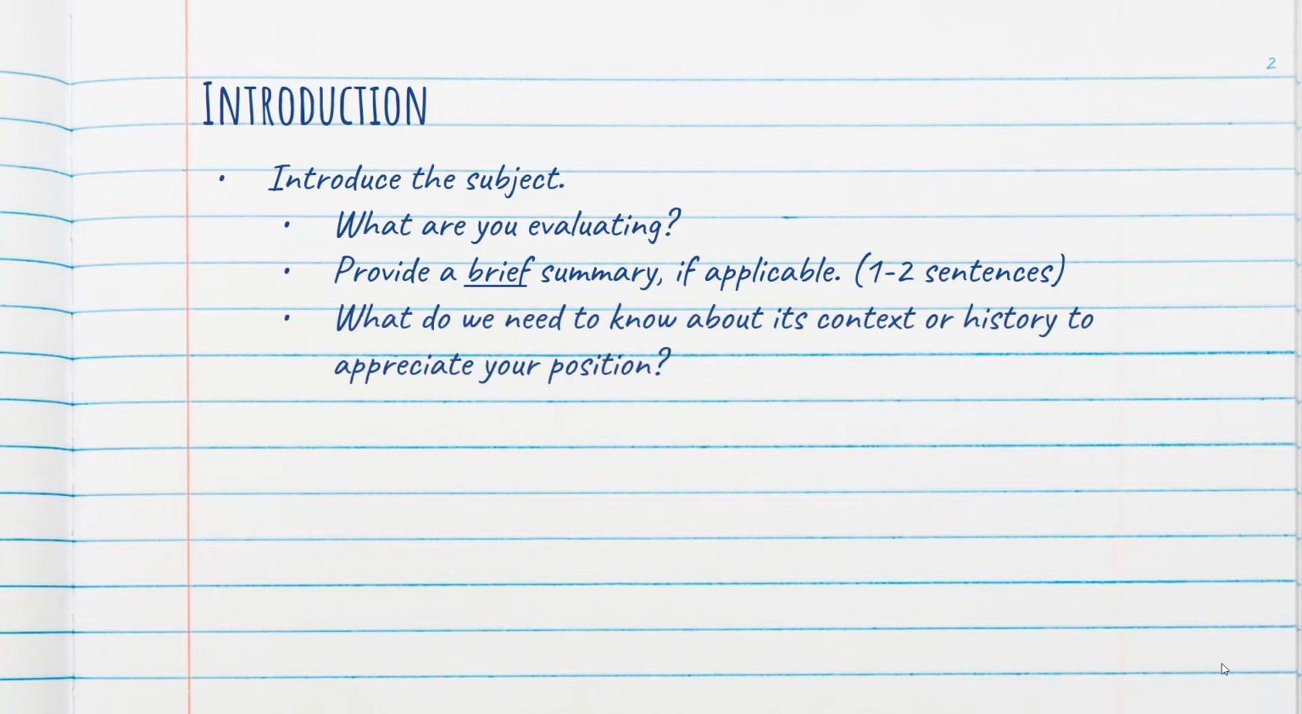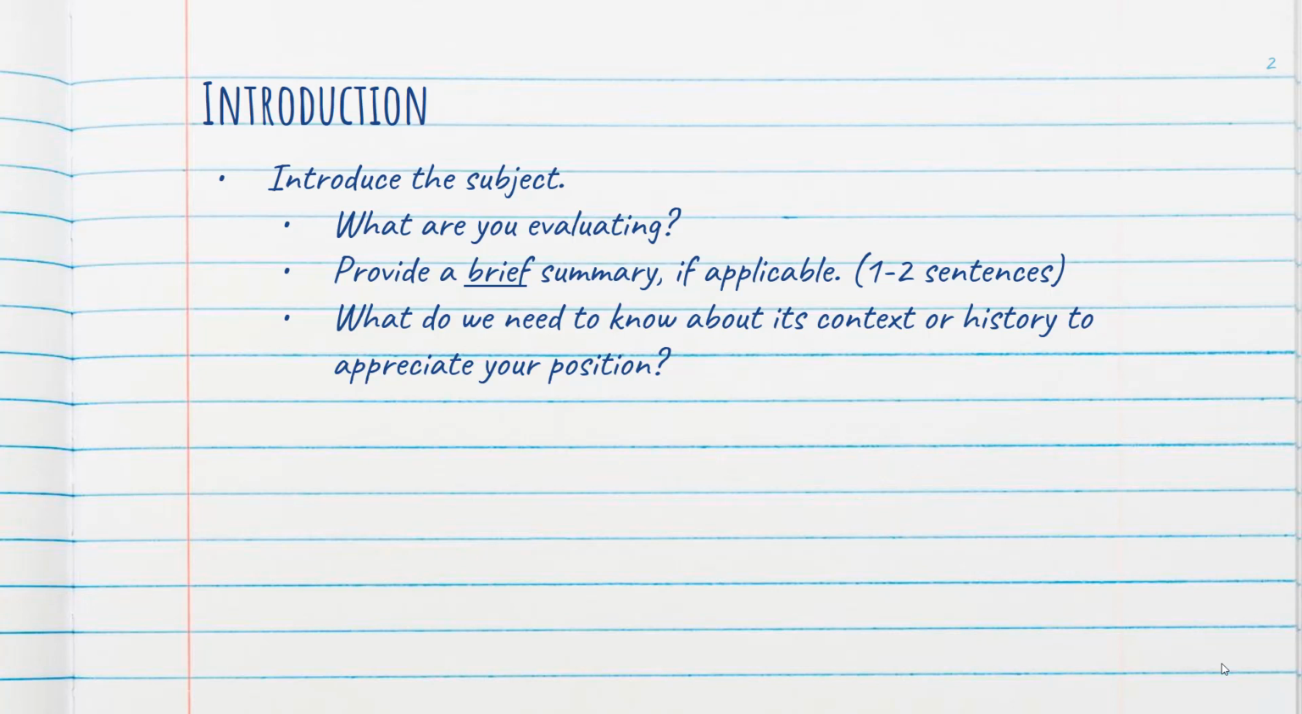And then think about what we need to know about the subject's context or history in order to appreciate your position. If you're going to be taking an argument on this, you're going to be evaluating it and stating a judgment. Think about what we need to know in order to appreciate your judgment. That could be giving us information about the genre or category to which your subject belongs. Maybe if you're going to focus on a certain aspect of the subject, then it might be helpful to let us know a little bit more about that aspect.